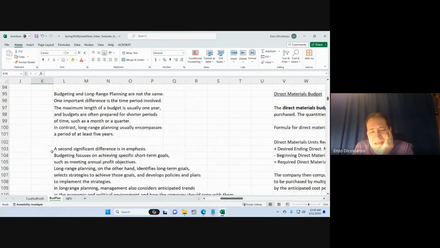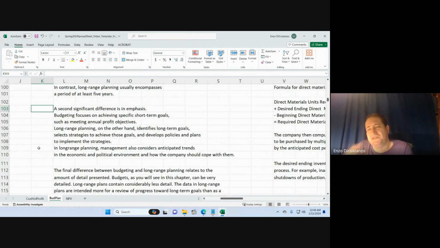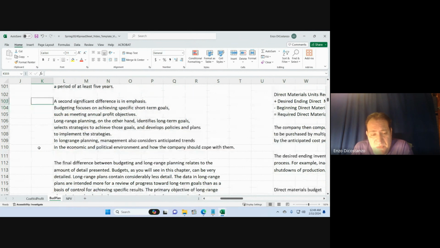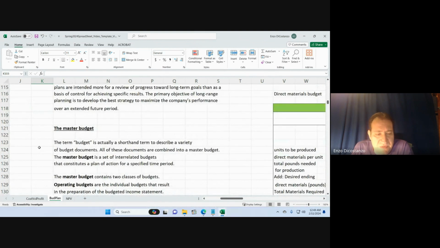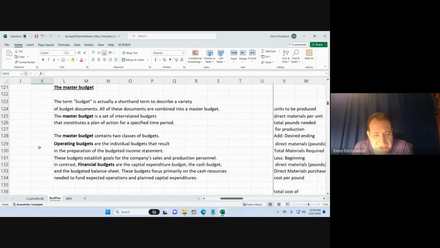Long range planning, how far down the road you're looking at what your plans are. We work a year or two out, maybe 3, but really just a year or 2 out is how we generally work. What the master budget is, what operating budgets are, what financial budgets are.